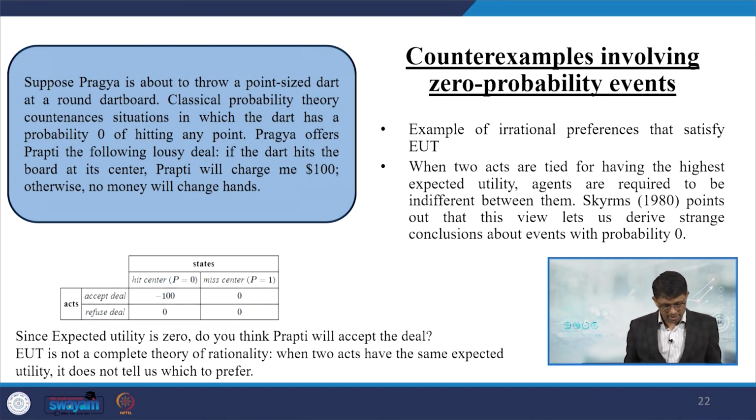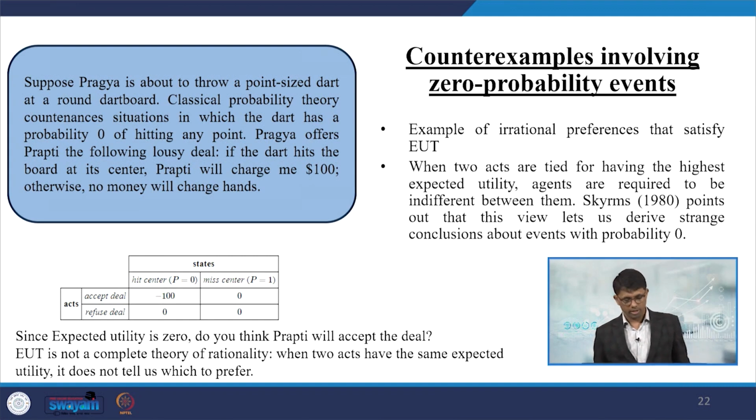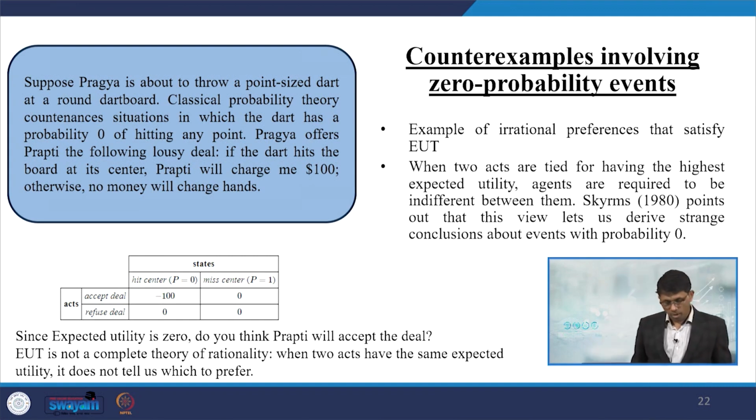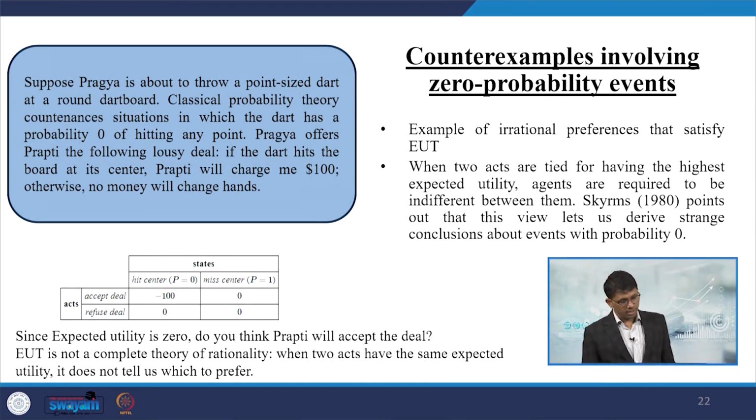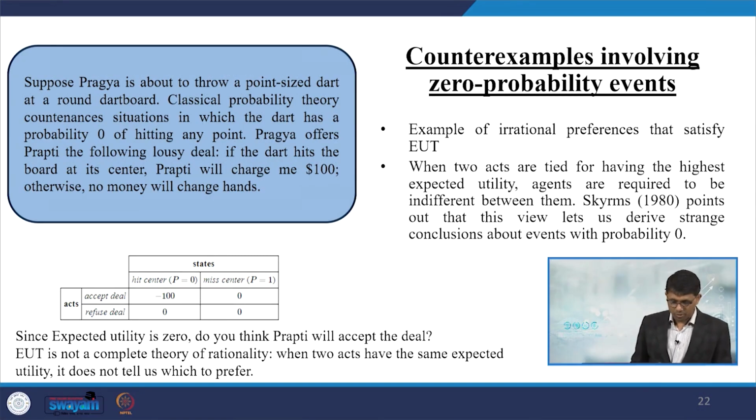The act is accepting the deal or refusing the deal, and hitting the center has a return, and missing the center, or refusing the deal, has 0 returns. The probability of hitting the center is near 0, or 0 if that is the case. So what would be the expected utility? It will of course be 0, because the probability is 0 and the other returns are 0. So, do you think Prapti will accept the deal?